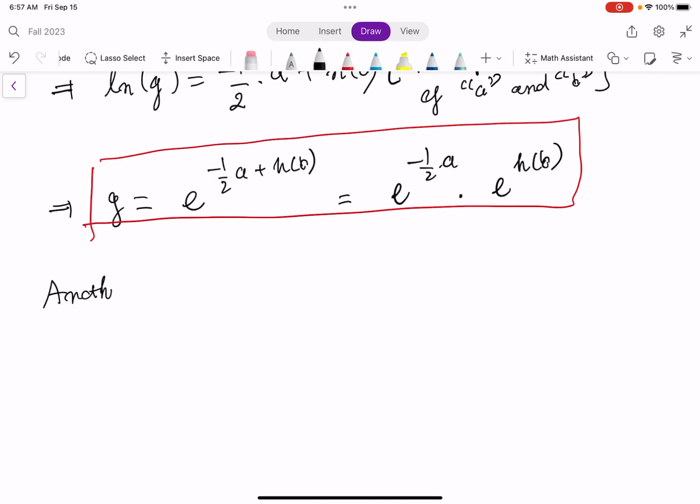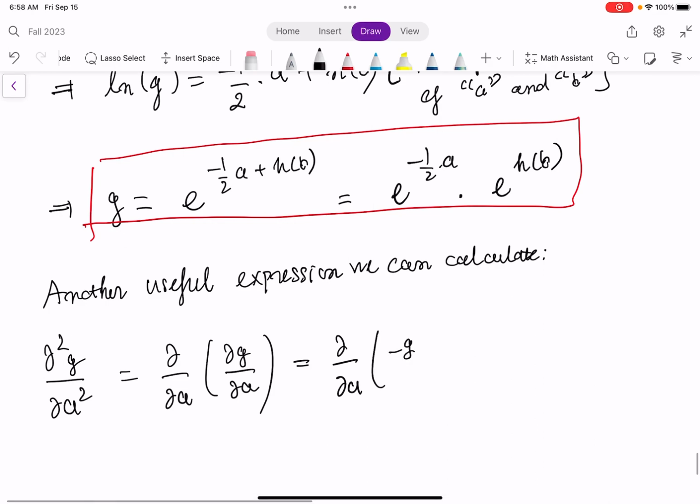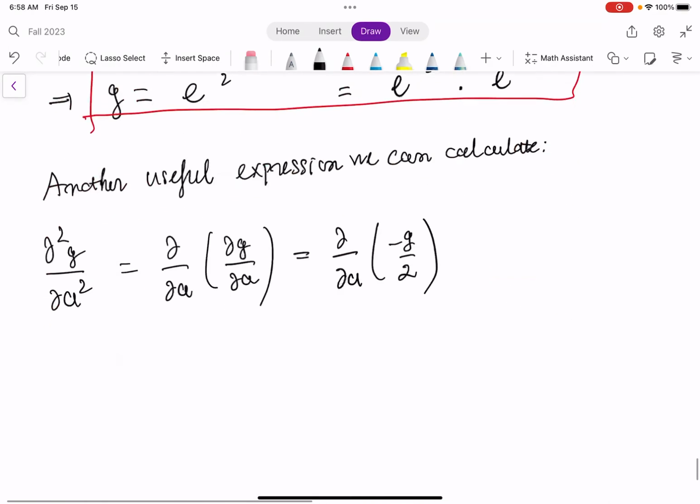Another useful expression we can calculate is the second partial of g with respect to a. It's just the partial with respect to a of the first partial, partial g over partial a. The second partial derivative is the partial derivative of the first partial derivative. We already have partial g over partial a, which is negative g over 2.